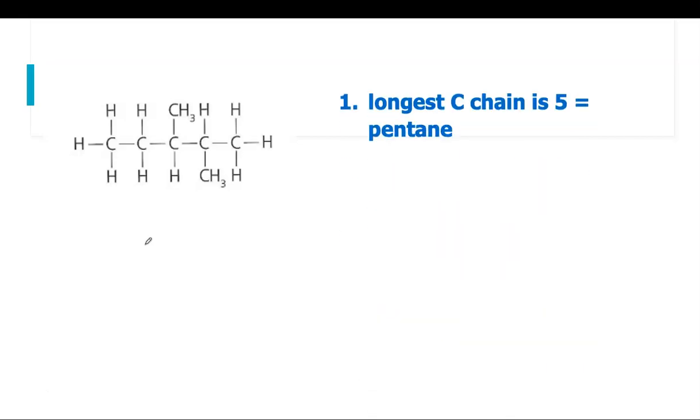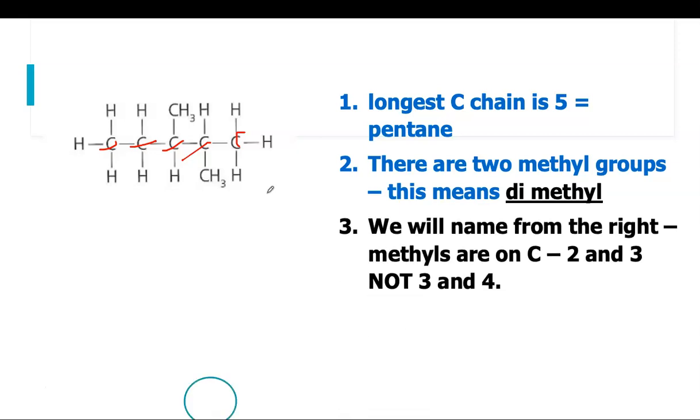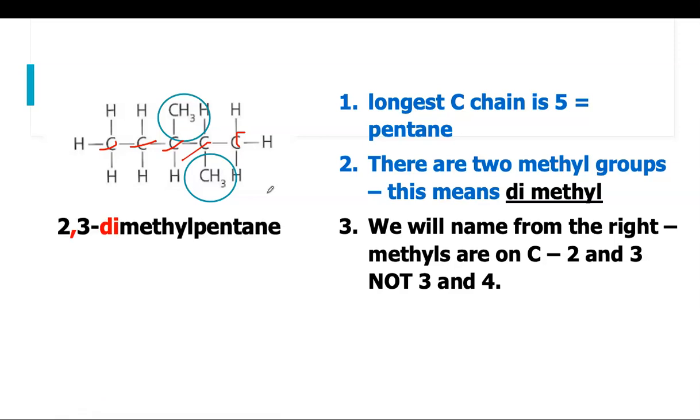The longest chain is 5: 1, 2, 3, 4, 5. You've got 2 methyl groups, so we will call this dimethyl. We will name from the right. Methyls are on carbon 2 and 3. Hence we will call this 2,3-dimethylpentane. This could have been 3,4, but 3,4 is bigger than 2,3. Now please note dimethyl, meaning there are 2 methyls on carbons 2 and 3. Moving on.